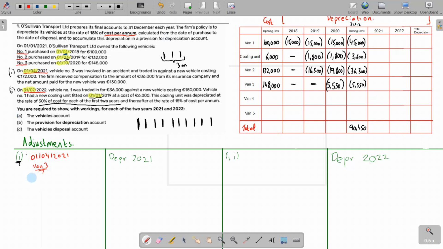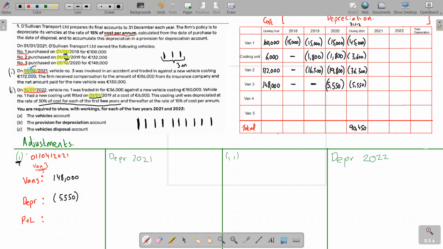So we'll just do what's happening in English first. So we have in our vans account, which is going to be affected. Our depreciation account is going to be affected. Our P&L account is going to be affected. Okay, all these accounts are going to be affected. So for vans, what's happening? Well, we're going to be reducing our vans account by 148,000 because we're talking about van 3. Our depreciation now. So we have 5,550 coming out, because that's what we accumulated in 2020.